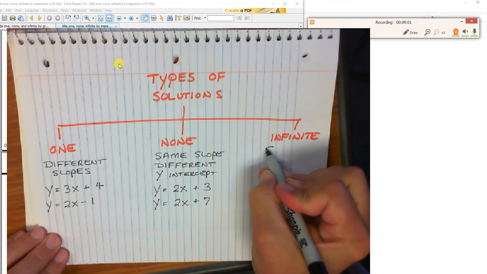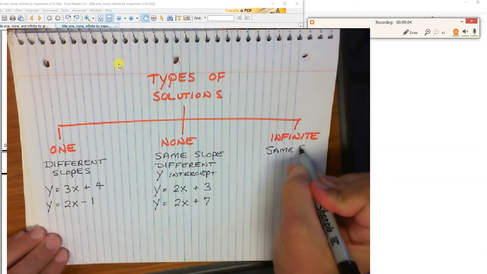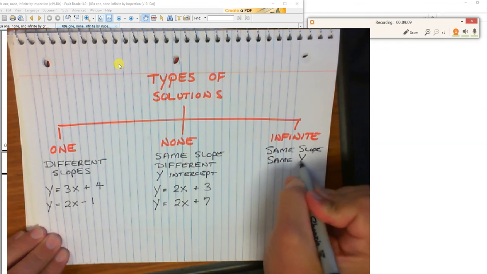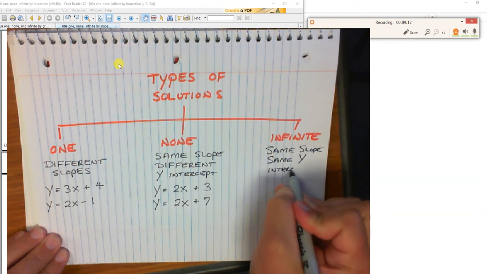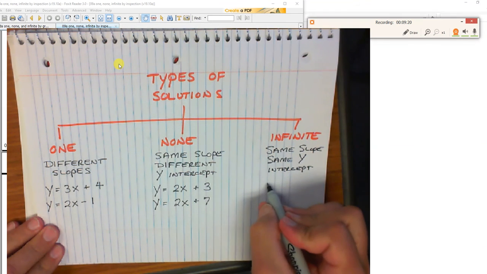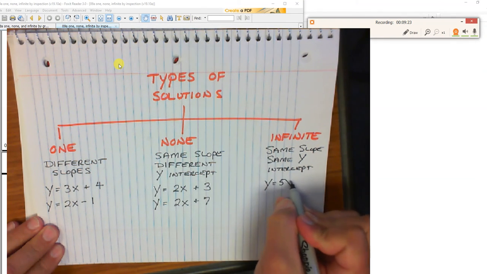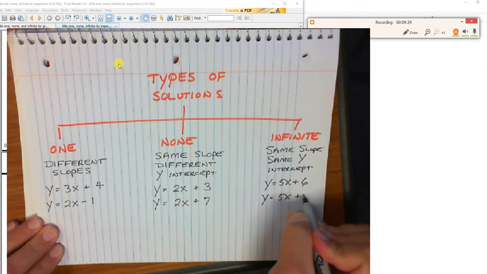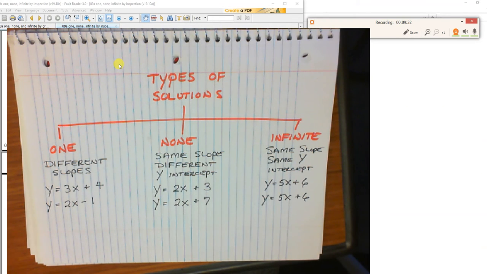Infinite would be same slope, same y-intercept. Pretty much, actually not pretty much, this means they're the exact same equation. So y equals 5x plus 6, y equals 5x plus 6. Same slope, same y-intercept. So let's keep those notes available as we start looking at some example problems.